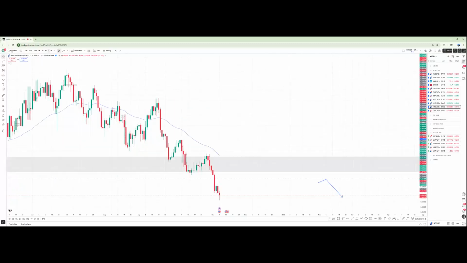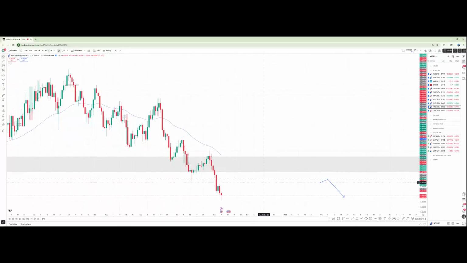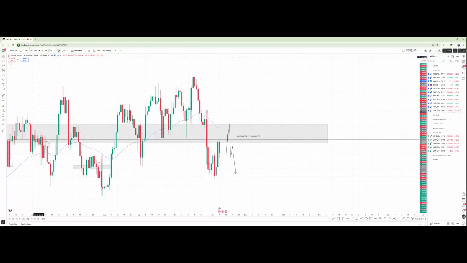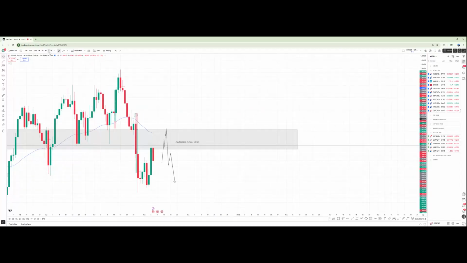NZD USD, pretty nice as well. All I need is a weekly weak pullback. You guys already know that pullback is the daily pullback as well. Then continue to the downside. GBP CAD once again, I'm just going to observe this.